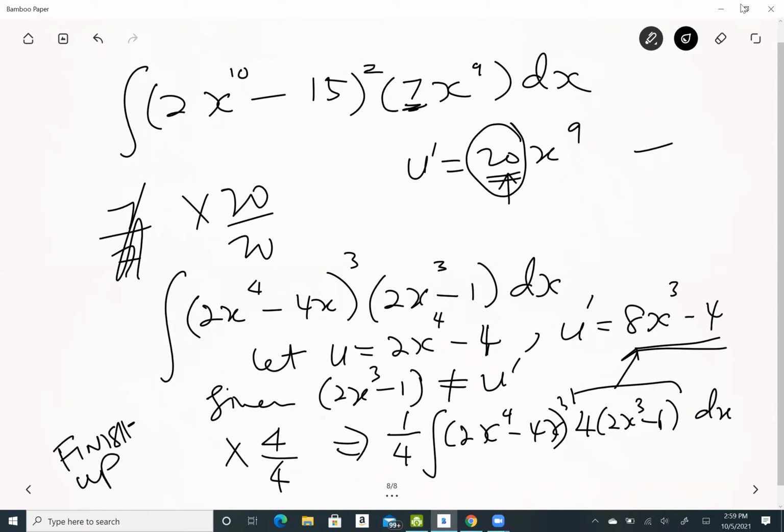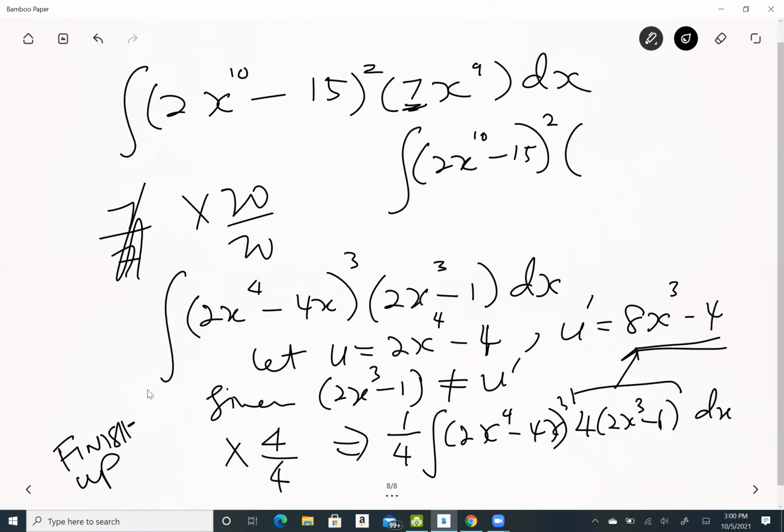Okay, any questions? One last option. The other option is this. Let me go back to this function. Suppose I just rewrite this example. Let's say I have 2x to the power of 10 minus 15, squared. Now I have 20x to the power of 7.